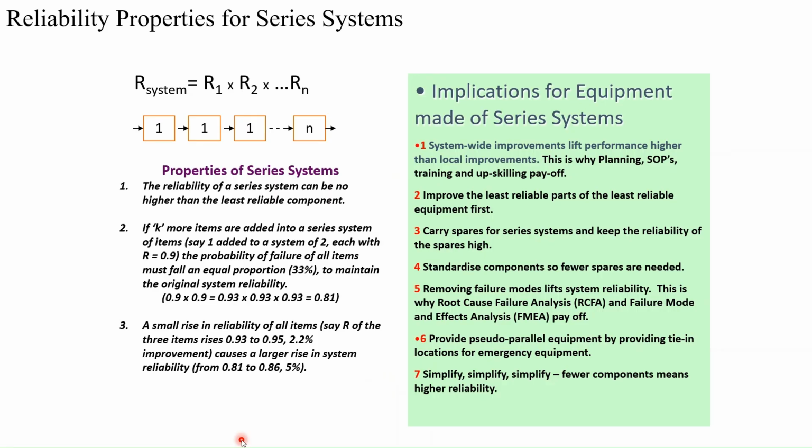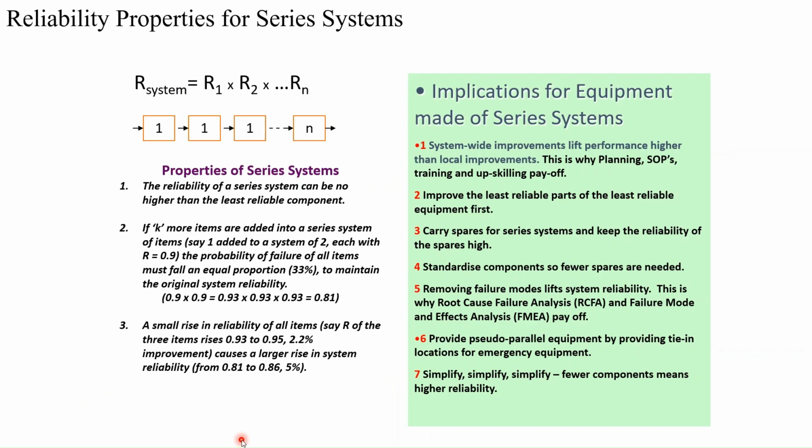Implications for equipment made of series systems. 1. System-wide improvements lift performance higher than local improvements. This is why planning, SOPs, training, and upskilling pay off. 2. Improve the least reliable parts of the least reliable equipment first.